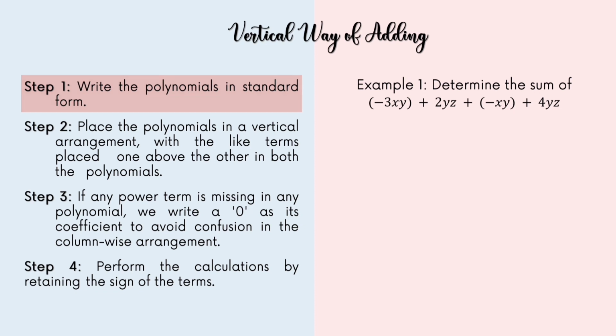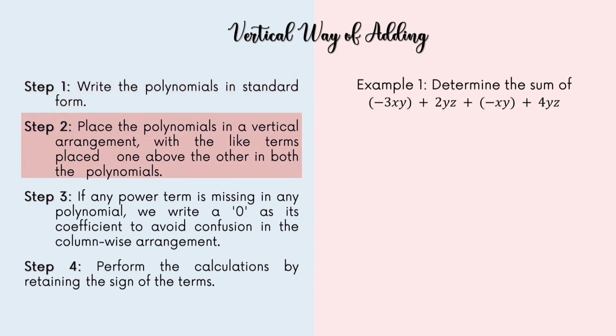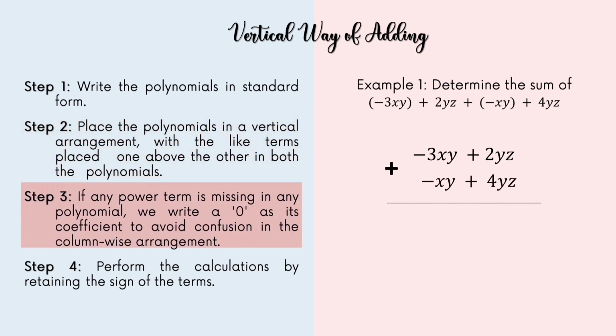So therefore, proceed to step 2, which is to place the polynomials in a vertical arrangement with the like terms placed one above the other in both of the polynomials. So we can rewrite the expression as negative 3xy plus 2yz plus negative xy plus 4yz. Since our step 3 is not applicable, we can just move to our step 4, which is to perform the calculations by retaining the sign of the terms.